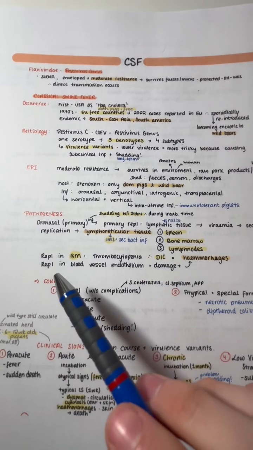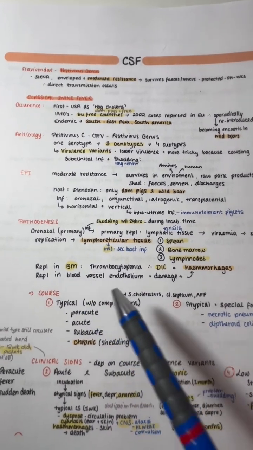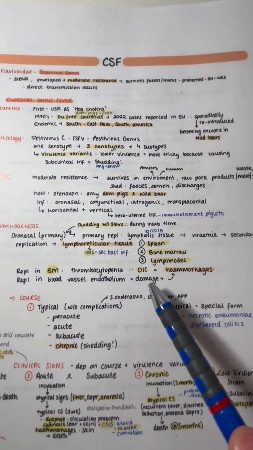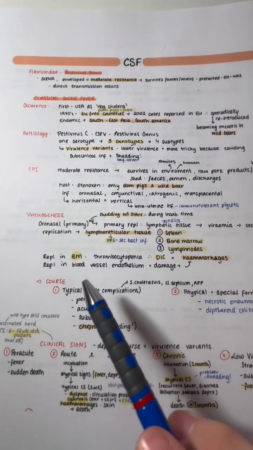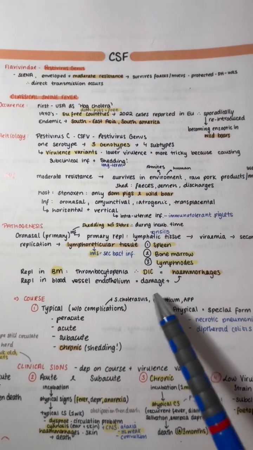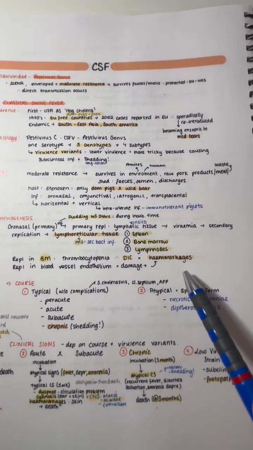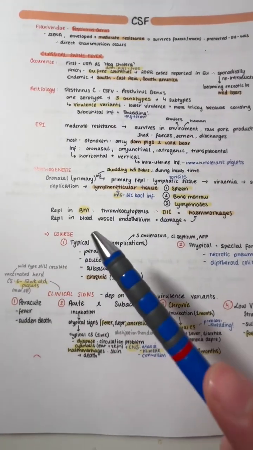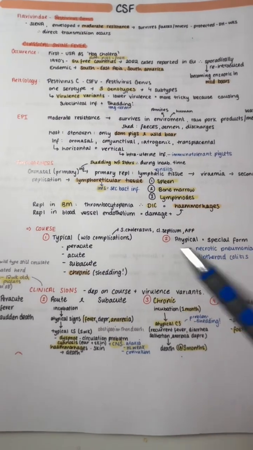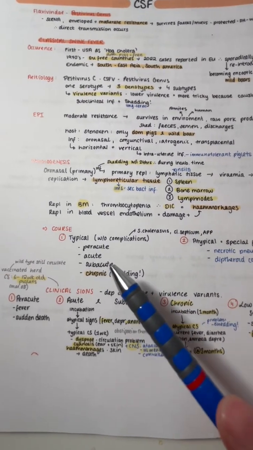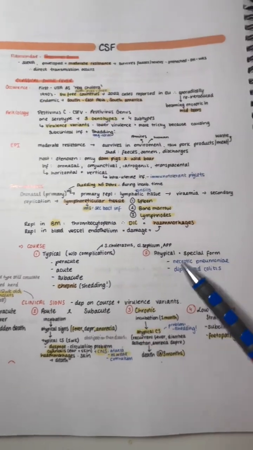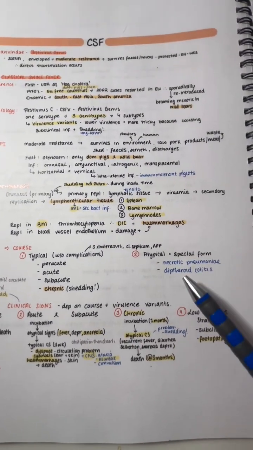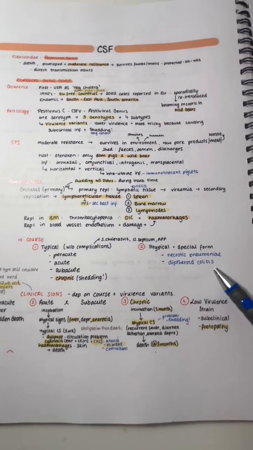The virus replicates in the bone marrow, which leads to thrombocytopenia, which then causes DIC, which leads to hemorrhages. The virus also replicates in the blood vessel endothelium, which causes damage to the blood vessels, which also causes hemorrhages. The virus has 2 courses, the typical and the atypical. The typical has a peracute, acute, subacute, and chronic infection. The chronic infection has shedding. And the atypical is a special form. There is necrotic pneumonia and diphtheric colitis.